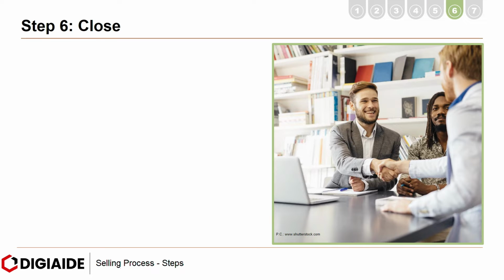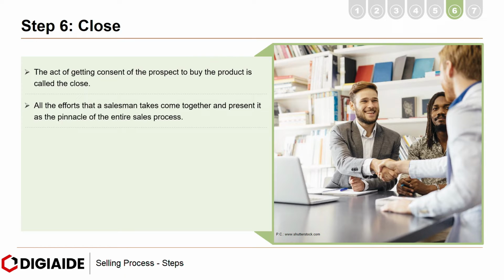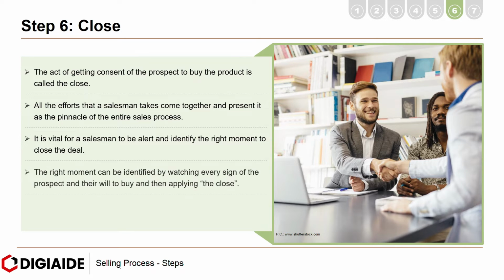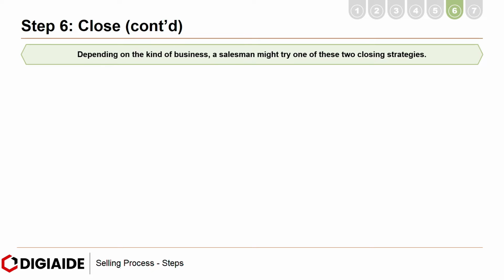Moving on to step 6, close. The act of getting the consent of the prospect to buy the product is called the close. All the efforts that a salesman takes come together and present it as the pinnacle of the entire sales process. It is vital for a salesman to be alert and identify the right moment to close the deal. The right moment can be identified by watching every sign of the prospect and their will to buy and then applying the close. Unless and until the product is in the hands of a happy customer, the sale is never considered complete. Depending on the kind of business, a salesman might try one of these closing strategies.